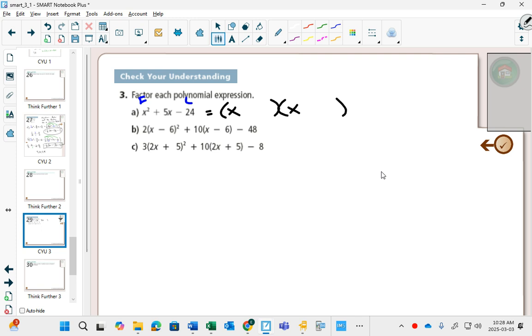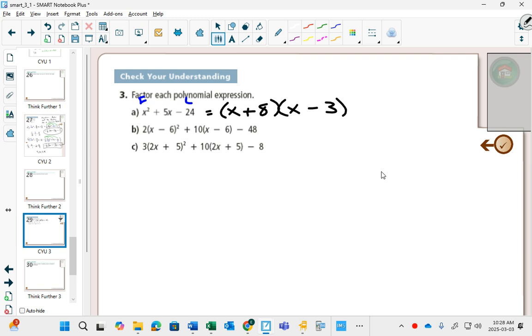You have to go through all of those and see which one could make 5. 6 and 4? No. 8 and 3? Yeah. 8 and 3 makes 5. So I'm going to test 8 and 3. And I need a plus 5. So my inside needs to be the plus 8 minus 3.